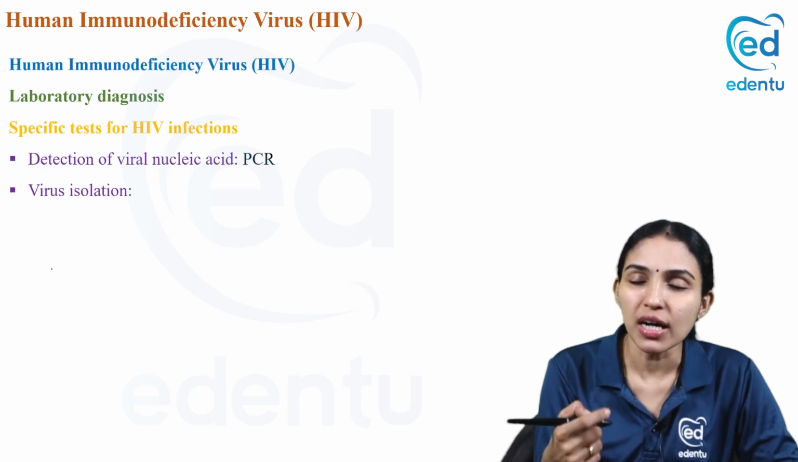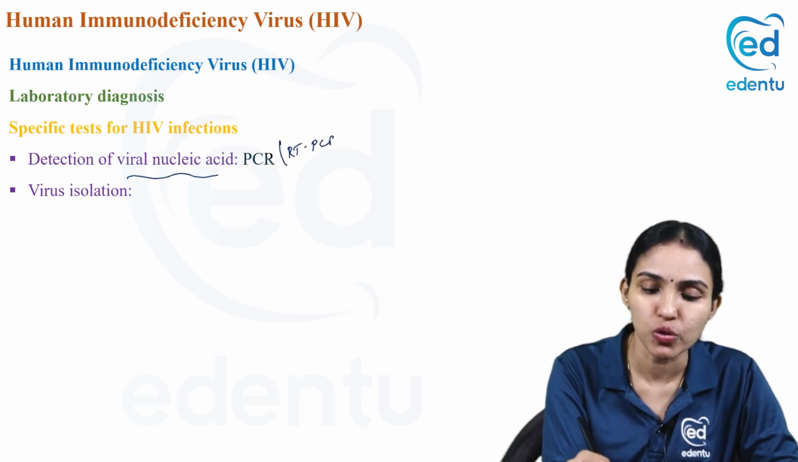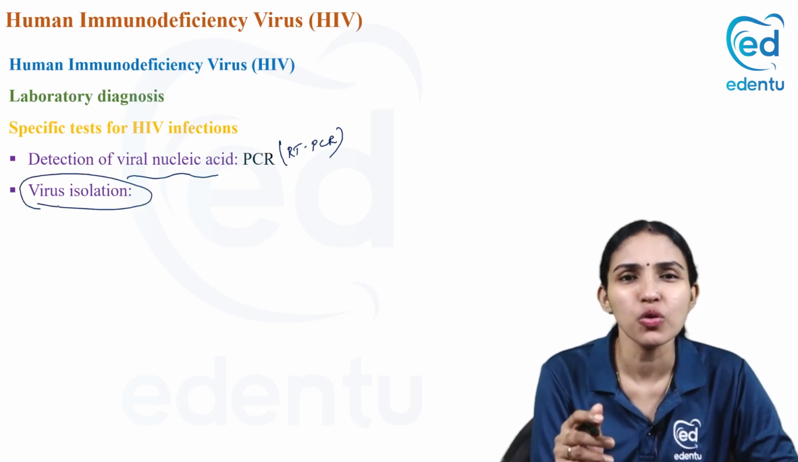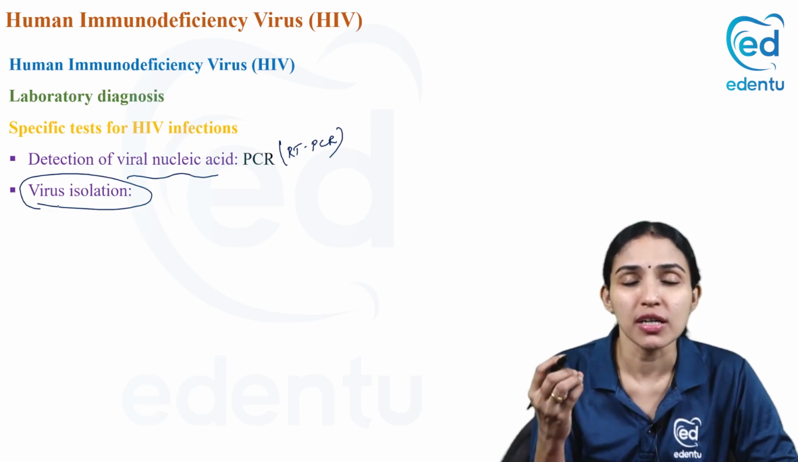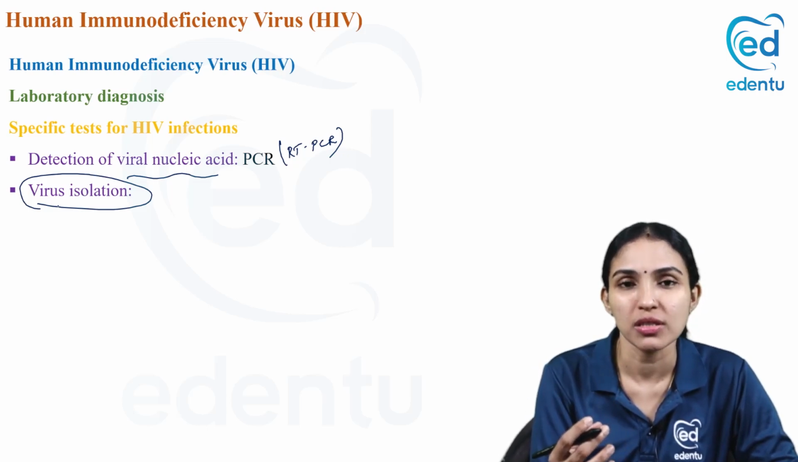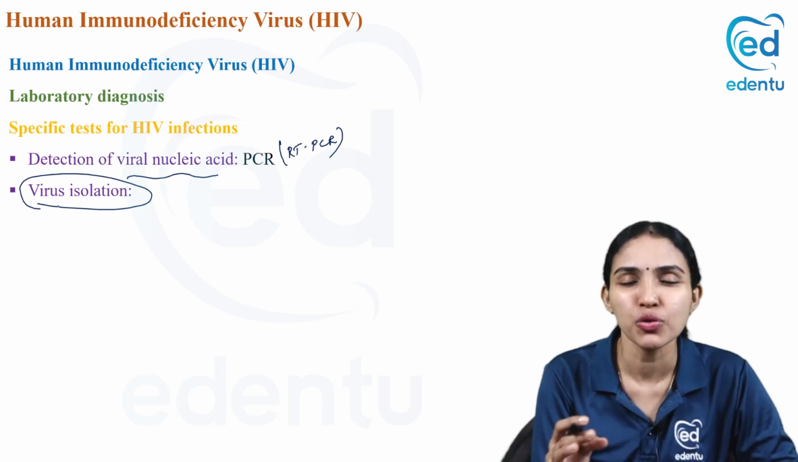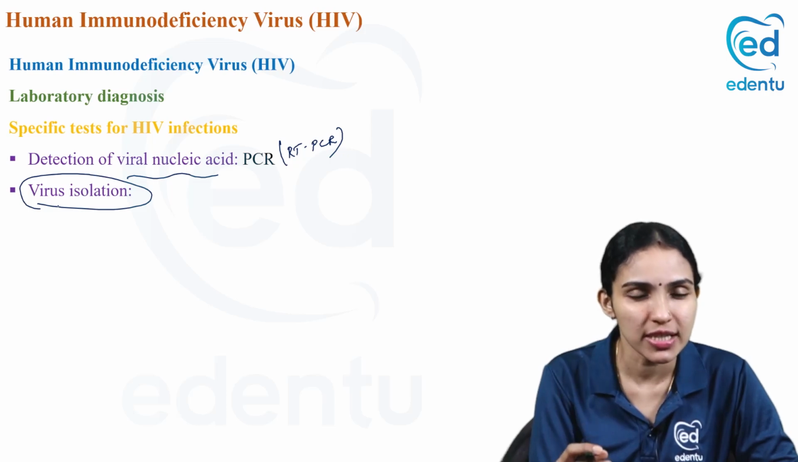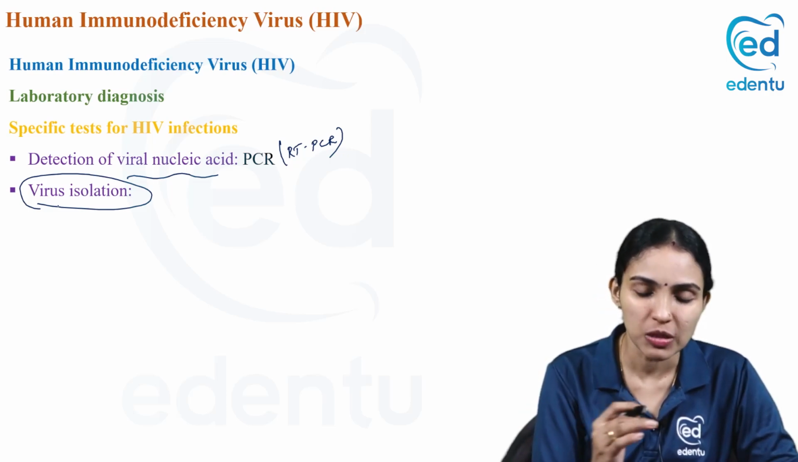Now, coming to the next specific test, you can detect the viral nucleic acid by PCR. What PCR? You have to go for an RT-PCR. And virus isolation is reserved for rare instances where you have special indications to culture the virus, if the other tests are negative, or for research purposes. Generally, we don't do viral culture for HIV routinely. The more important ones are antigen detection, P24 antigen, and viral RNA detection by PCR.